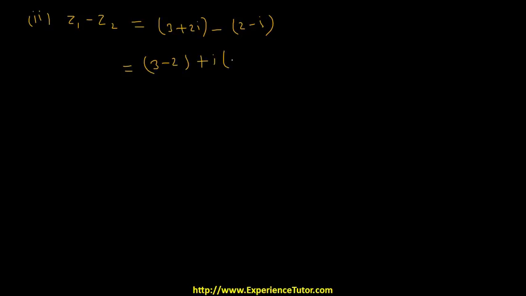Now we'll try to prove the second one, where the left hand side z1 minus z2's value will be 3 plus 2i minus 2 minus i, which is equal to 3 minus 2 plus i, common 2 plus 1. So here it will be 5 plus i.